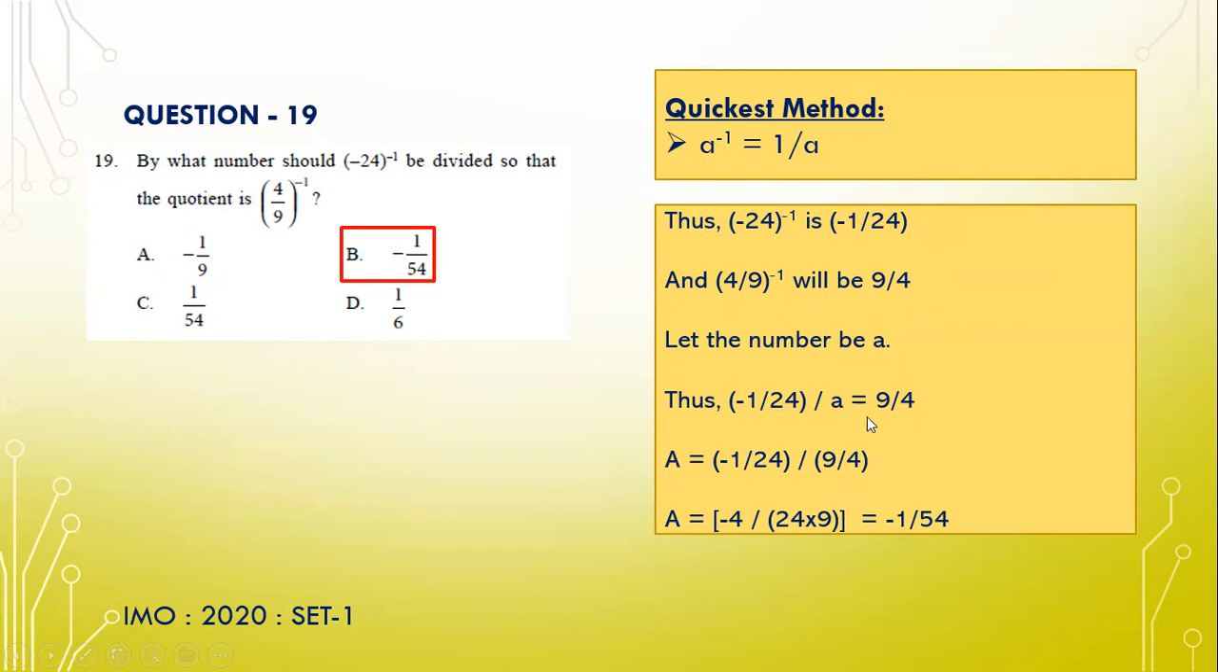So a will be what? When you bring a there, it will go to the top and 9 upon 4 will go at the bottom. So minus 1 upon 24 divided by 9 upon 4, isn't it? Now the 24 will go at the bottom and 4 will come at the top. So it is minus 4 upon 24 into 9, and 4 6s are 24 and 9 6s are 54. So it will be minus 1 upon 54. So a is minus 1 upon 54.